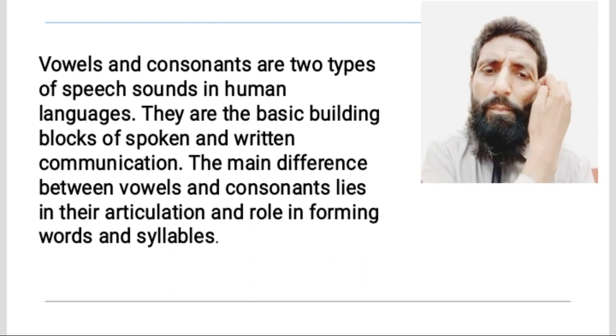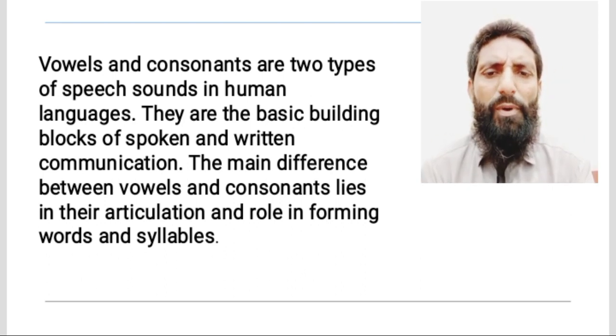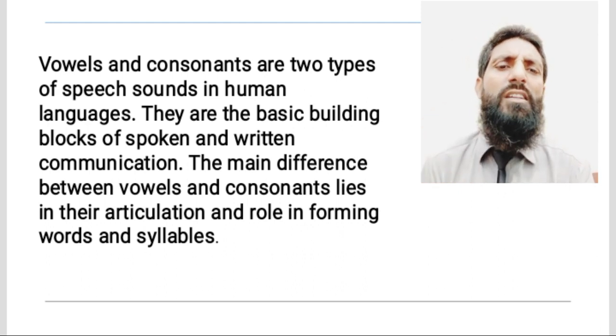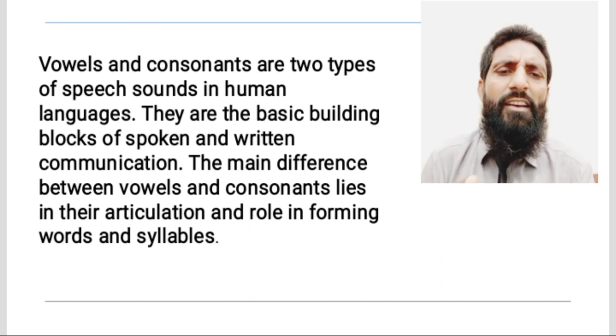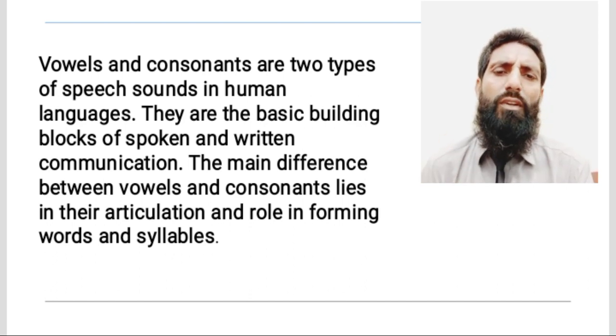The main difference between vowels and consonants lies in their articulation and role in forming words and syllables. This is the main difference because vowels and consonants are articulated in different ways. As you know, there is obstruction of air in consonants, and there is no obstruction of air in vowels.